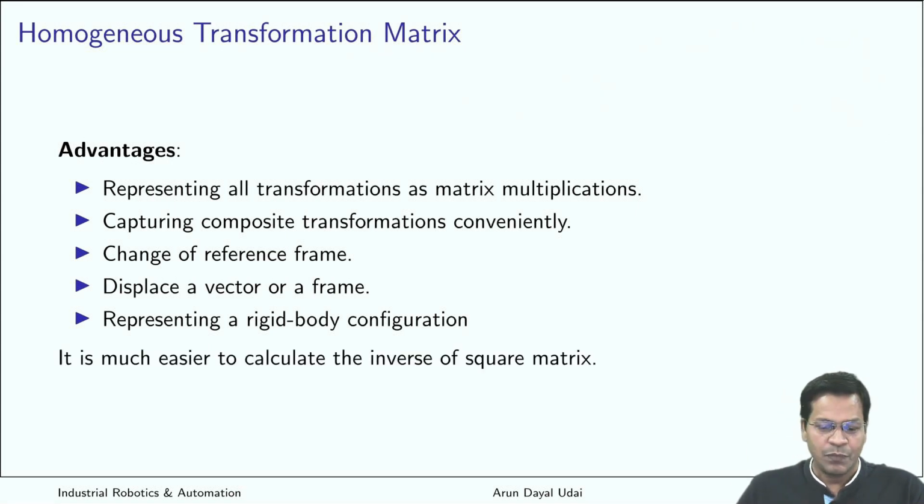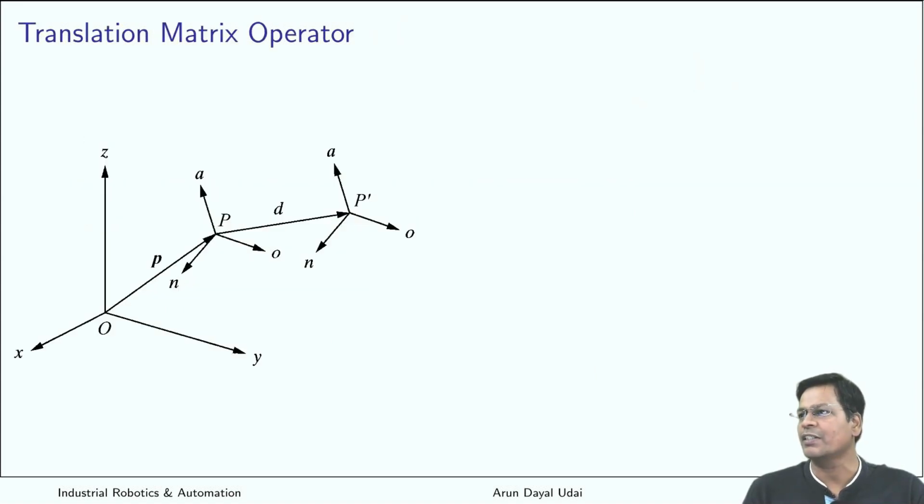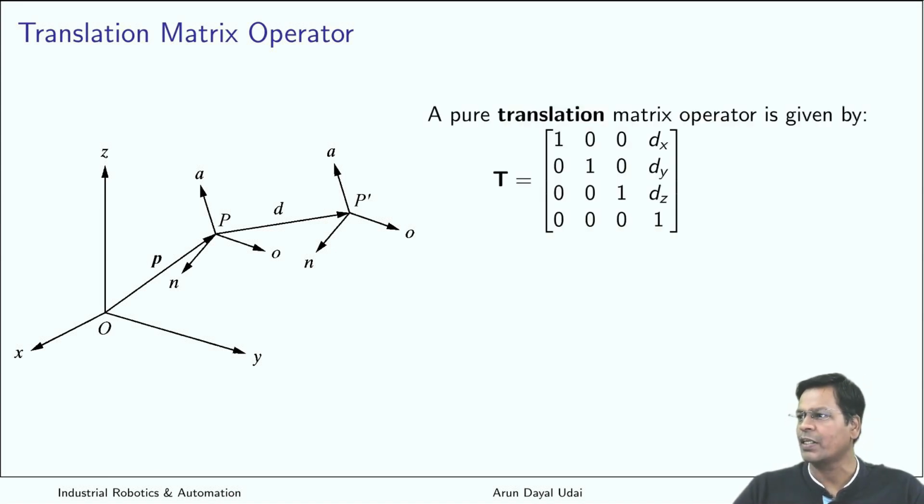It is also much easier to calculate the inverse of a square matrix, because the transformation matrix is 4 cross 4. You can quickly find the inverse transformation. We'll see why it is needed, how it is done, and what its limitations are, and how to go about the inverse of a square matrix. Next, translation operator: using this matrix, how to do a translation operation. This is just one example I'll do.